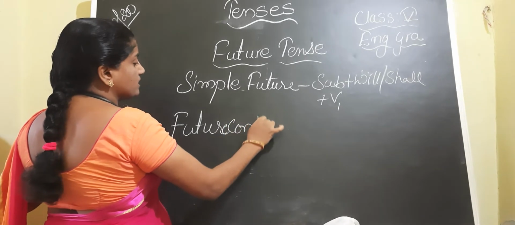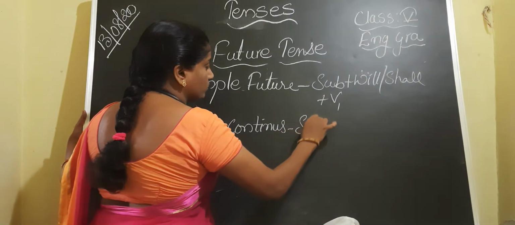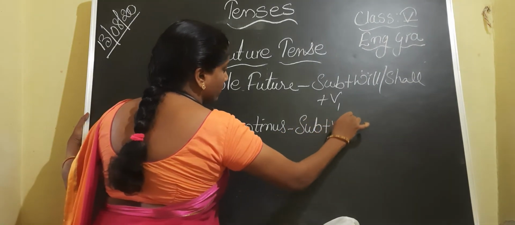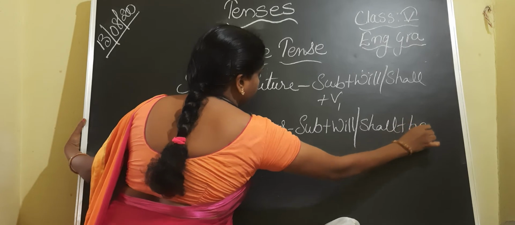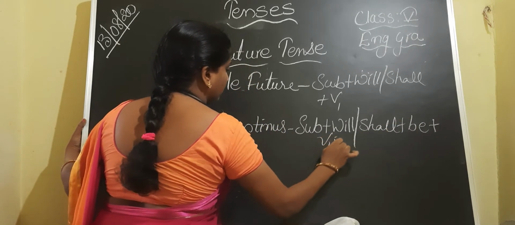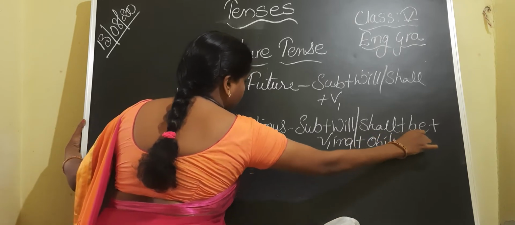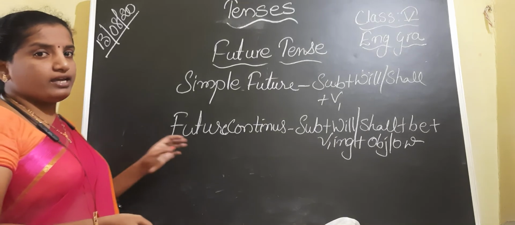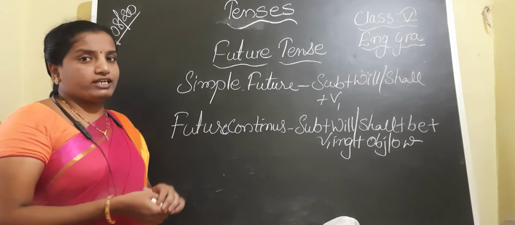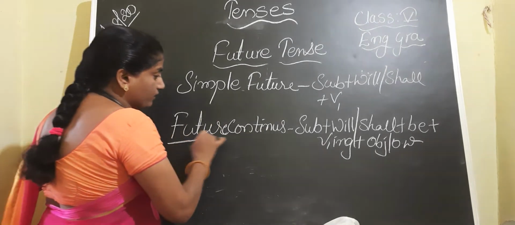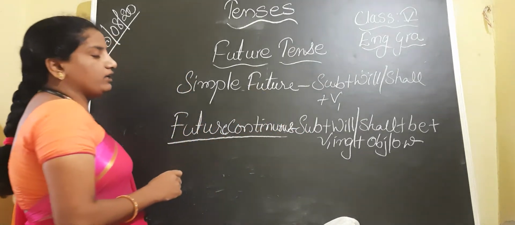Now our next tense in the future is future continuous. See children, continuous I have already explained to you. Whenever we are talking about the future continuous, will or shall along with be, along with that V1 with ing. Whenever we are talking about continuous tenses, we have to use V1 with ing form, and when we are talking about the future continuous, will or shall should be used. Now where we will use this future continuous?